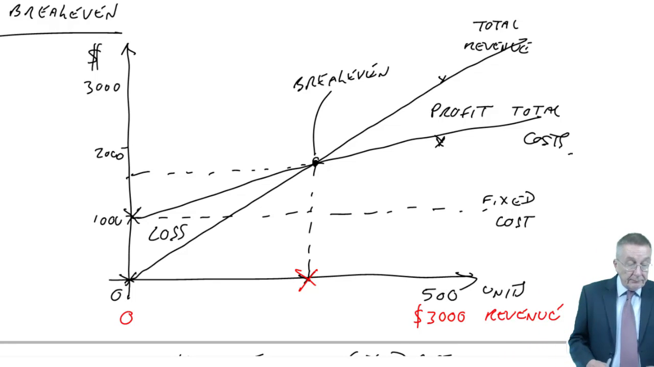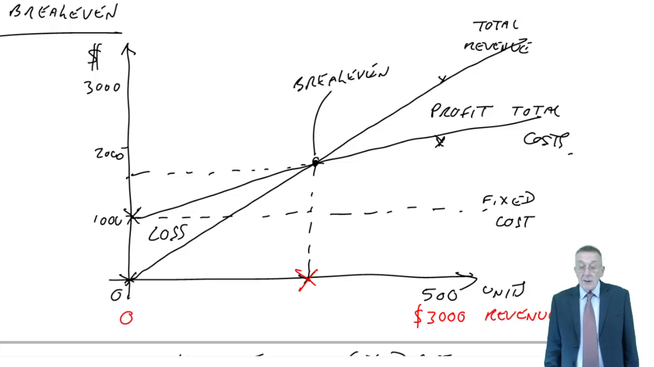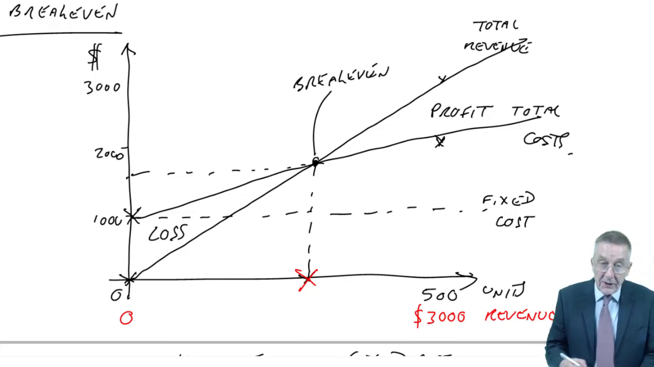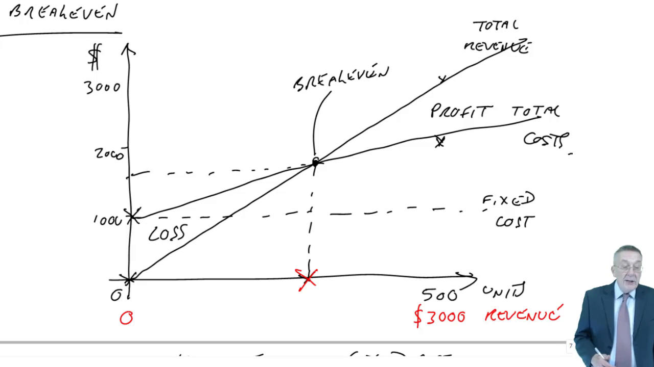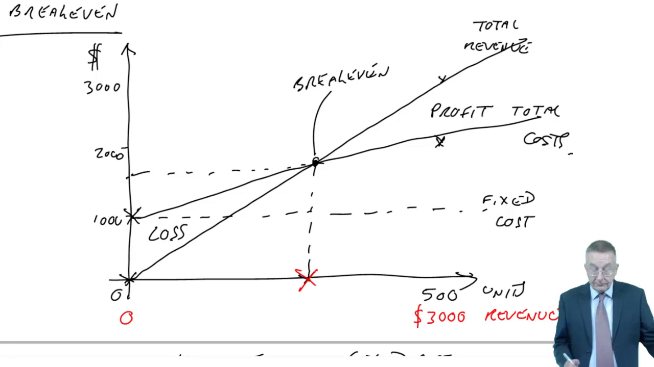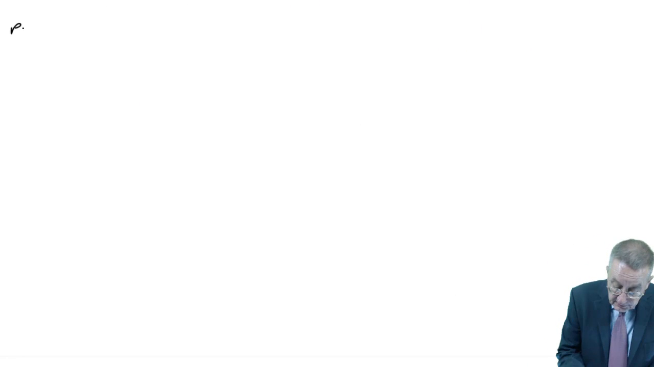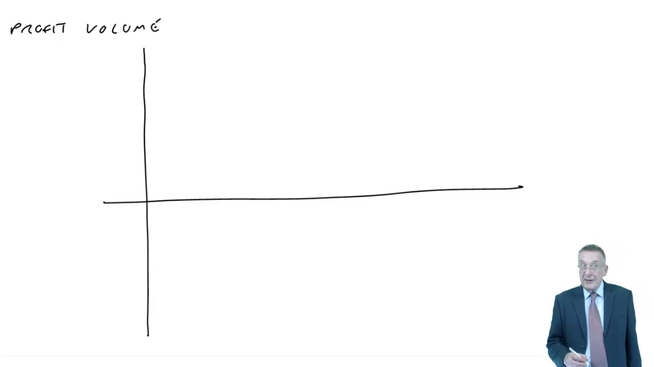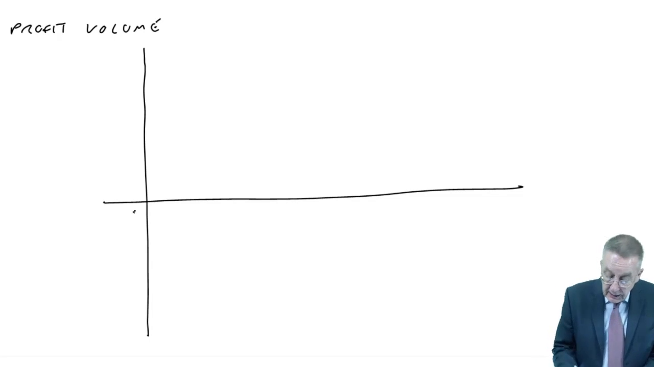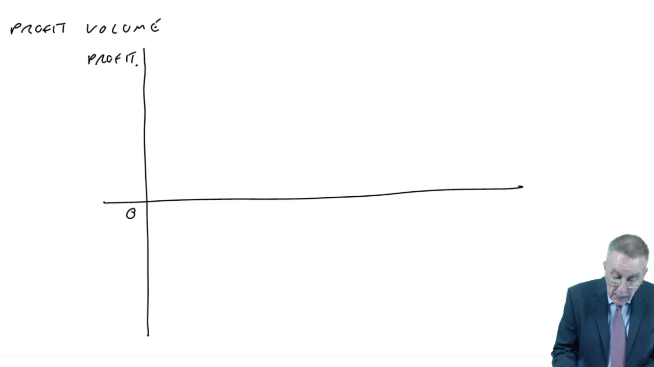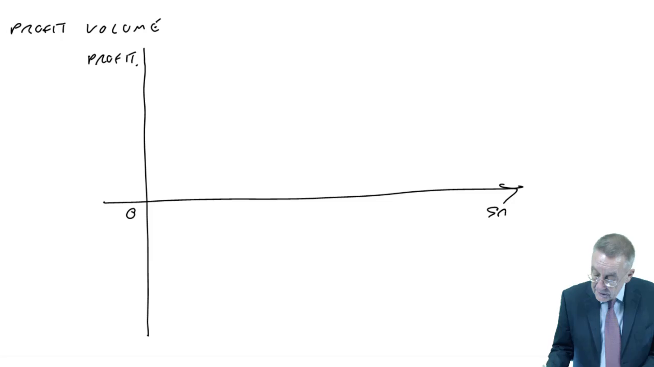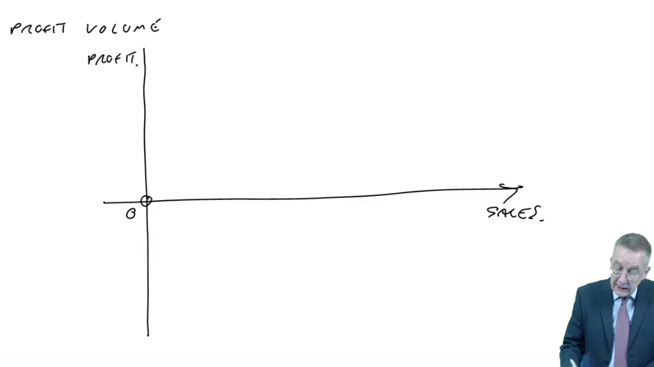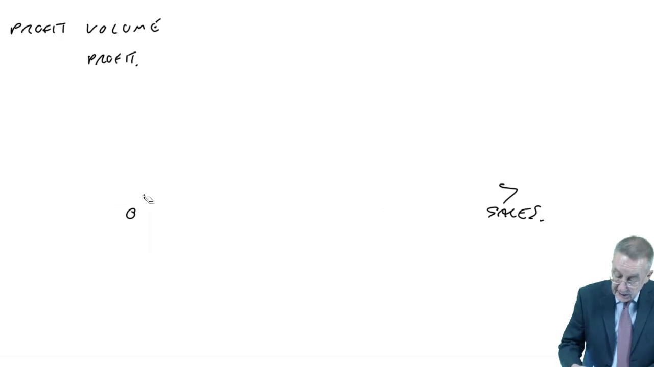All right, finally, the other chart to be aware of is, in fact, a much simpler one. It's over the page. It's the profit volume chart. So profit volume. You can fill it in yourself in the notes. But we show the profit as against the sales.